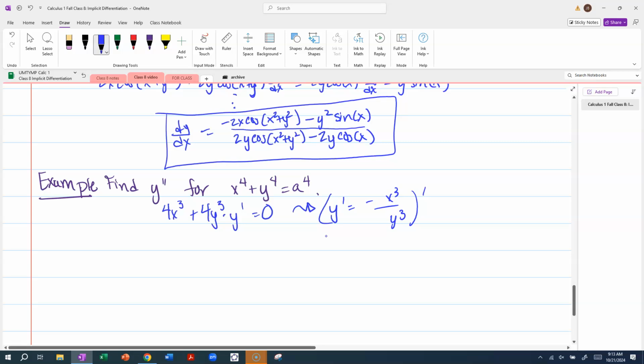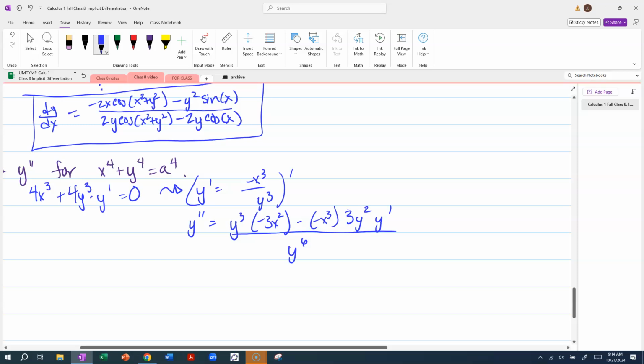So if I differentiate the left-hand side, this would just give me y double prime. Oh, that's easy. And then over here, that's a quotient, isn't it? So I have to do the quotient rule. For simplicity, let's put the minus with the x, just so I don't forget about it. I do low d high, so it'd be negative 3x squared, times y cubed, minus high, negative x cubed, times d low, so this is 3y squared y prime. Oh, the y prime comes back in. And then over low squared, so this would be y to the 6th.